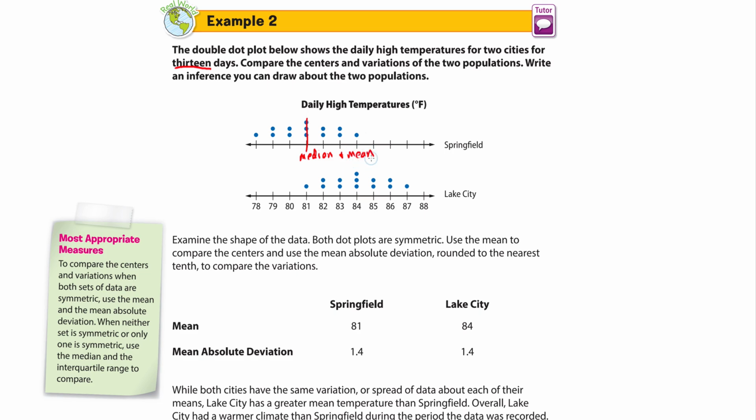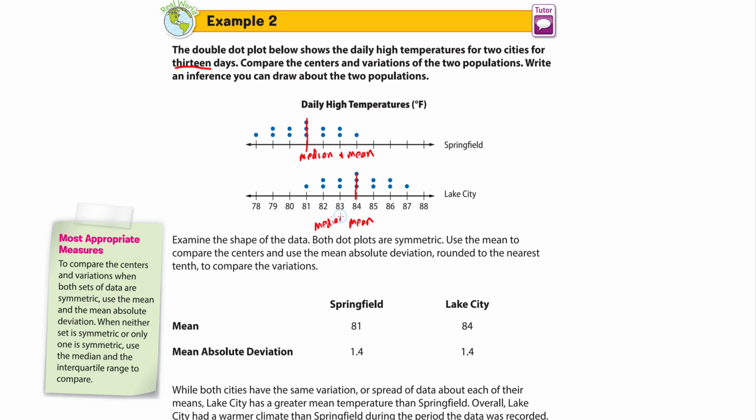It's only the mean when it's symmetric like that. If it's not symmetric, you have to actually calculate the mean, but since it's nice and symmetric, I don't need to do that. That's awesome that I don't have to add these up at all. And if you think about it, the middle of this Lake City one is right here. This, for Lake City, is the median and the mean as well.